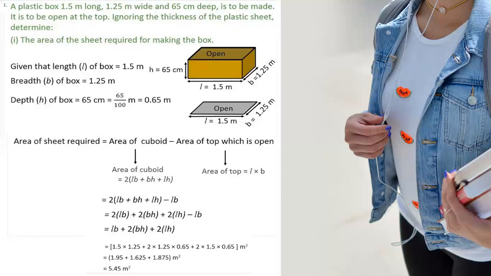So the area of the cuboid is given by the formula 2(LB + BH + LH), minus the area of the top, which is LB. So we get 2(LB + BH + LH) minus LB. This means 2LB + 2BH + 2LH minus LB. So we get LB + 2BH + 2LH. Now substituting the values of L, B and H and solving it, we get the area of the sheet required as 5.45 meters square.